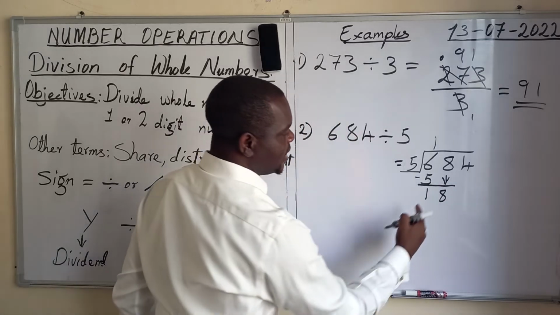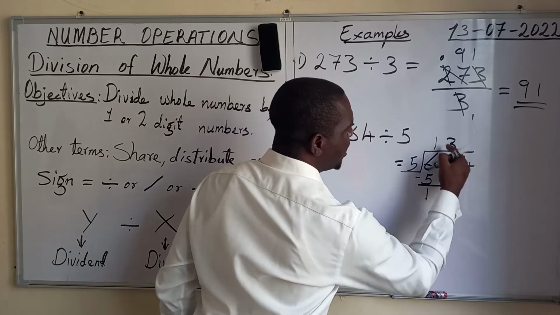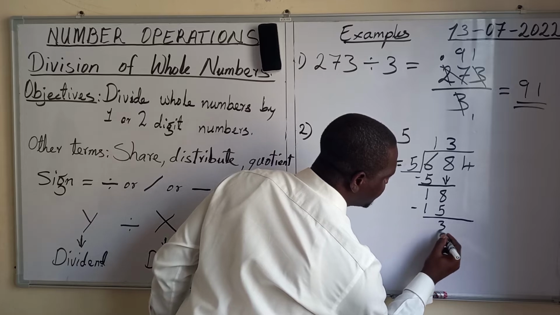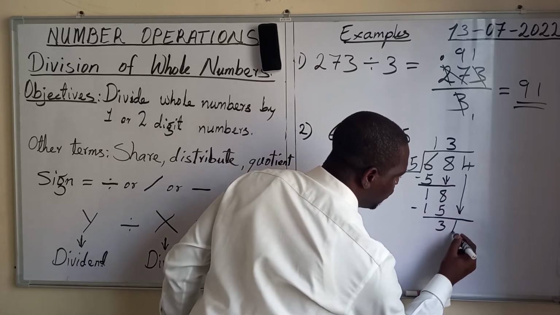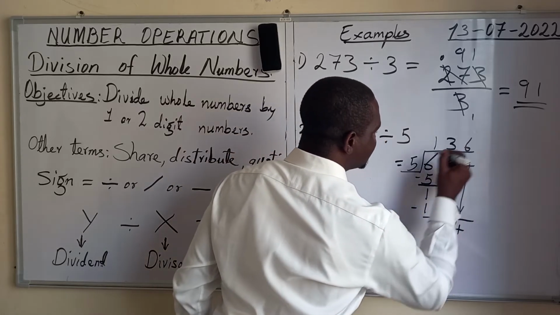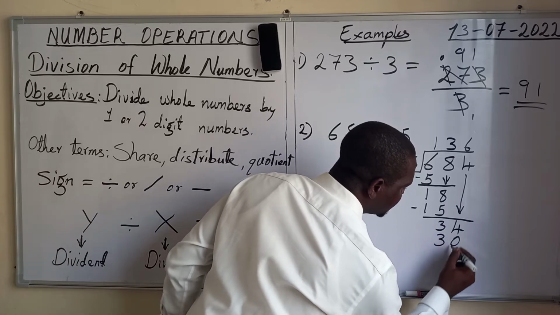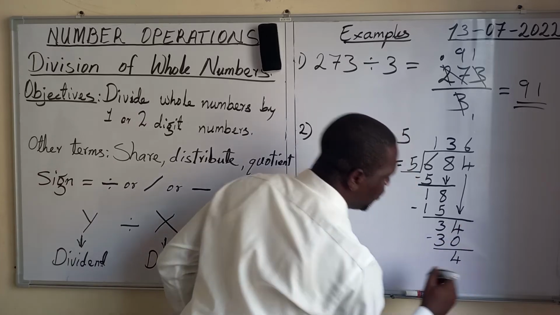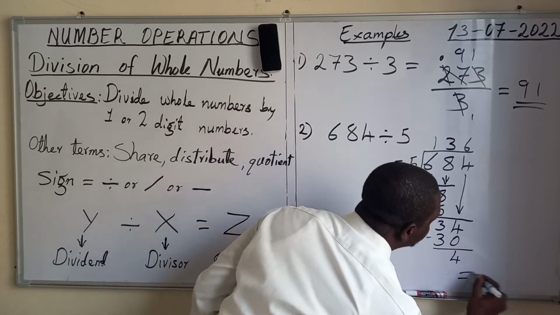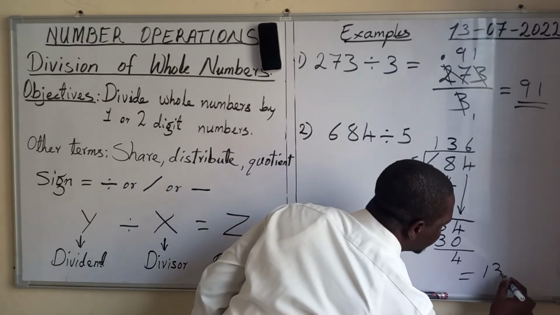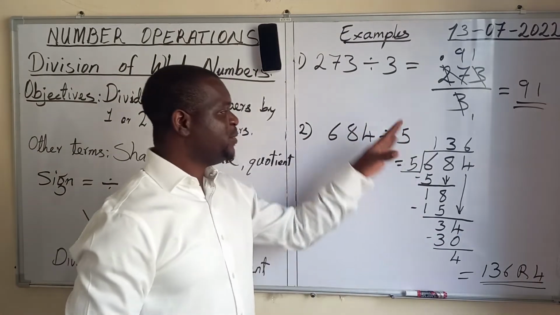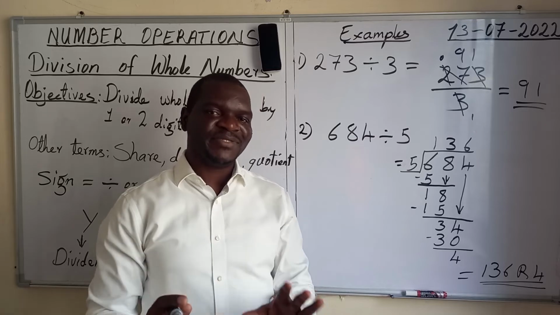This number becomes 18. 18 divided by 5 is 3. And 3 times 5 will give 15. If you subtract this, you're going to have 3. And you bring down 4. 34 divided by 5 will give us 6. 6 times 5 will give 30. If you subtract, you will have 4. And since there is no other number, 4 will be our remainder. The answer will be equal to what we have above here, 136 remainder 4. This is the long division method and how you can solve division using the long division method.